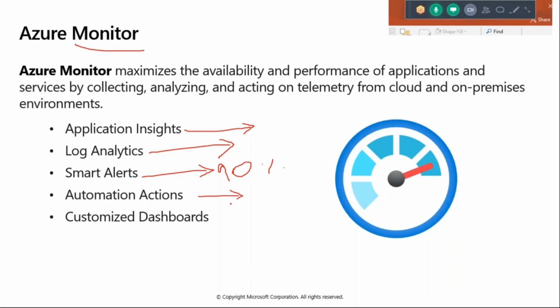Or Azure Automation actions. When your CPU consumption crosses 90%, rather than just notifying your team, what if an automation takes place where your server gets scaled out automatically? That's something you can do with this. Or customized dashboards, which are charts and graphs you can see to understand the performance of one or more servers in one place to make them better. And all these you get from this single tool, which is your Azure Monitor.